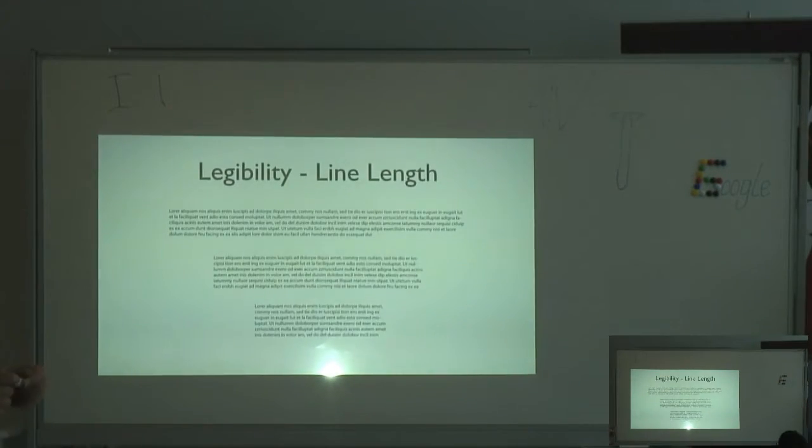Which of these is good? Which one is bad, and why? For me, it's the second one, because for the first one, I seem to have more eye movement from left to right. For the third one, it's too small.